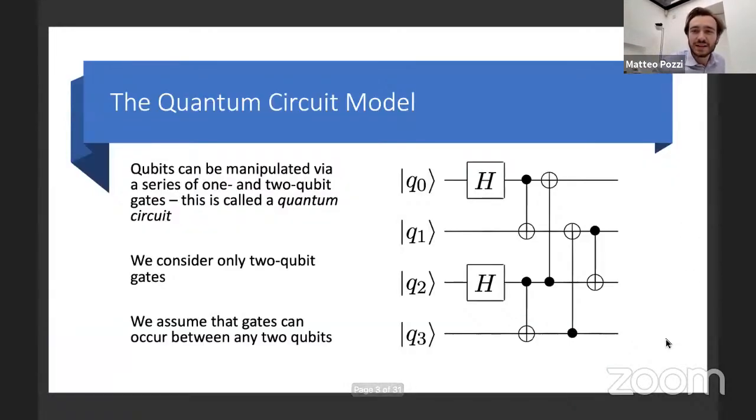The next important concept is the quantum circuit model. Qubits can be manipulated via a series of 1 and 2 qubit gates, and this is what's known as a quantum circuit. For the rest of the presentation, we'll only consider 2 qubit gates, because those are the ones that are most important in terms of routing, since single qubit gates can occur at any node, and I'll explain what that means in a second.